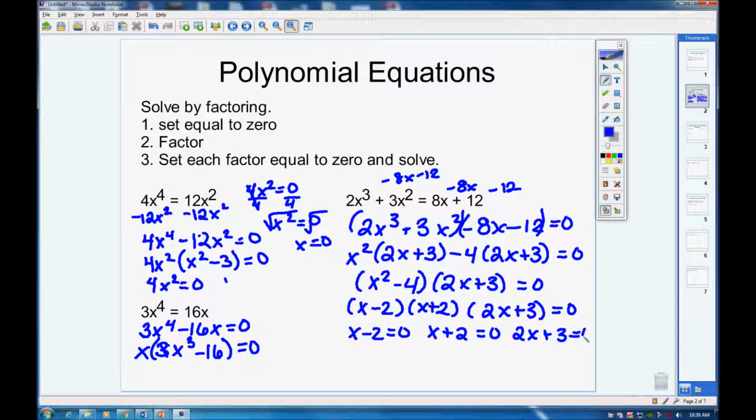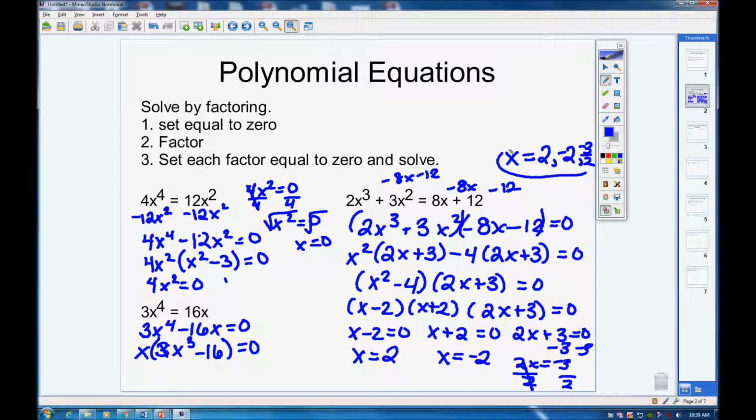So I get x equals, well, if I add 2, I'm going to get positive 2 here. If I subtract 2, I'm going to get negative 2 here. And then here I'm going to subtract 3 and then divide by 2. So I end up with negative 3 halves. So my solution for this third problem is 2, negative 2, and negative 3 halves. And that concludes the first video.